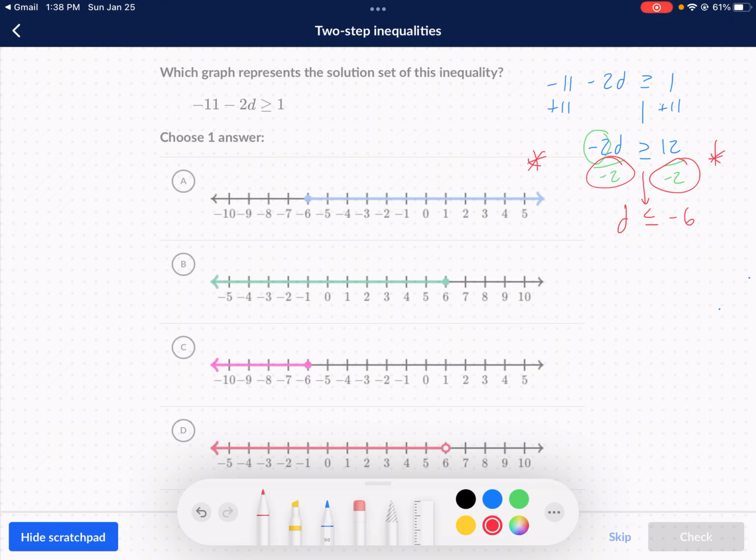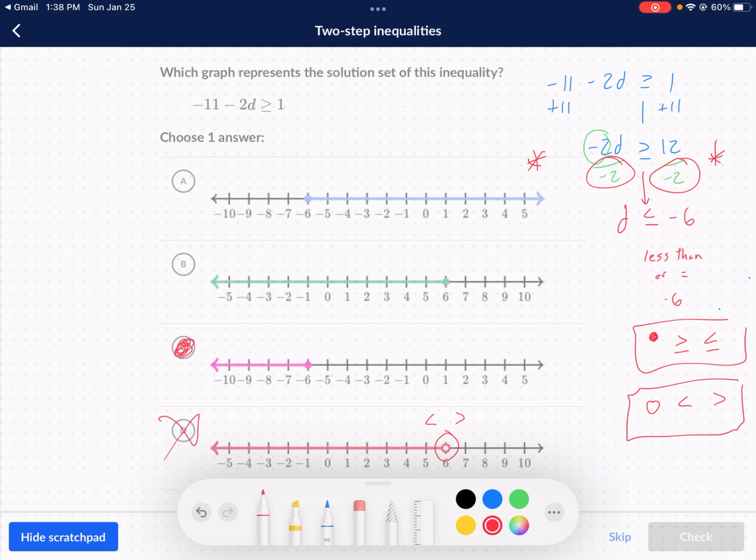So now I need to find this graph. We didn't talk about graphs yet, but this essentially means all the values less than or equal to negative 6. Anytime you have less than or equal to, it's going to be a solid dot. D is not, since D is that open circle. That's for greater than or less than, not greater than or equal to or less than or equal to, which is this one. So it's one of these three, A, B, or C. Now we're talking about the values less than, so to the left of negative 6. So it looks like C is my answer.